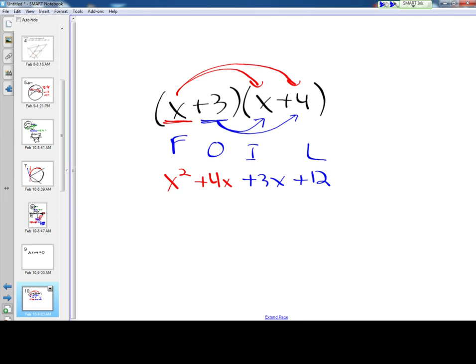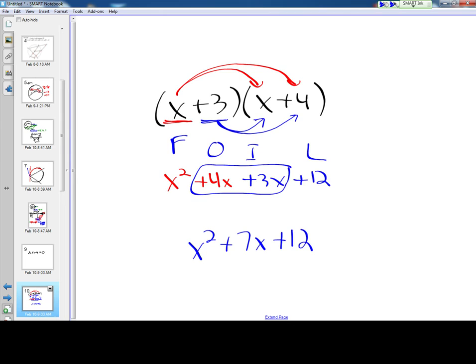Now, what I did is I practiced so much that I can see what's going to happen: the two middle ones are going to end up adding, so I'm going to get x squared plus 7x plus 12. You need to be able to do that. If you cannot do that, you're going to hurt a little bit more when you're factoring.